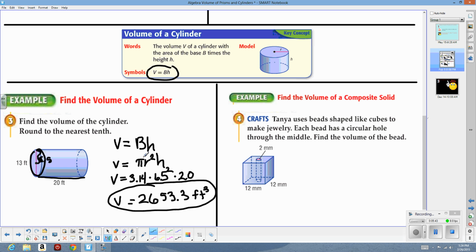Now, if you would have used the pi key instead of 3.14, since these numbers are a little bit larger, your answer is going to be a little bit further off from the exact answer. Remember, using the pi key or 3.14 is only going to give you an approximation. The pi key is going to get you closer to the actual number, but oftentimes on standardized tests, they'll ask you to use 3.14. So that's what we did here. But that's going to be a little bit off compared to the actual volume.